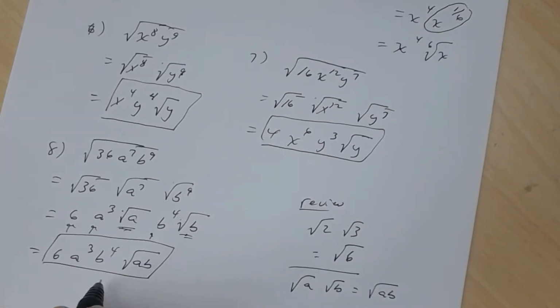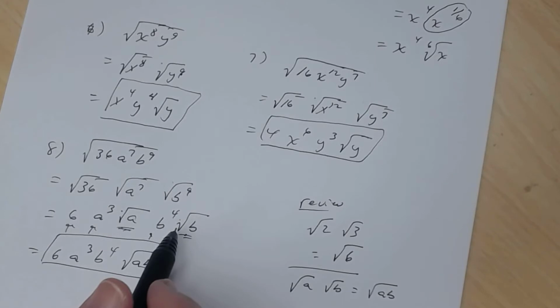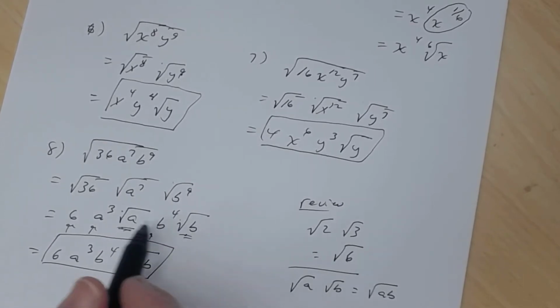All right, so that's how you write the answer. Don't leave the answer like this. This is how you write it. Leave it like this, you're not going to get full credit because you need to rewrite the product of these 2 radicals as one radical.